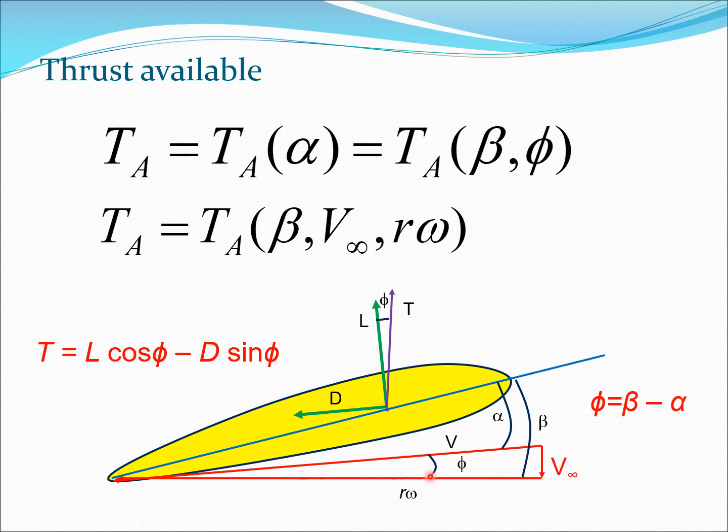You can write phi is approximately equal to v infinity by r omega, or tan phi is equal to v infinity by r omega if you want to be fastidious, and then you will get this equation here. So essentially now we have three things which control thrust. They are the pitch angle, the velocity at which the airplane is flying, and the rotation speed of the propeller.